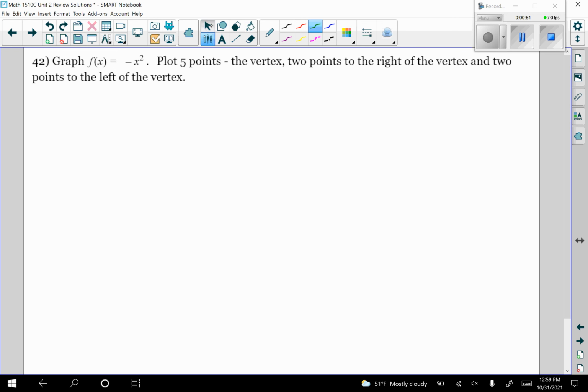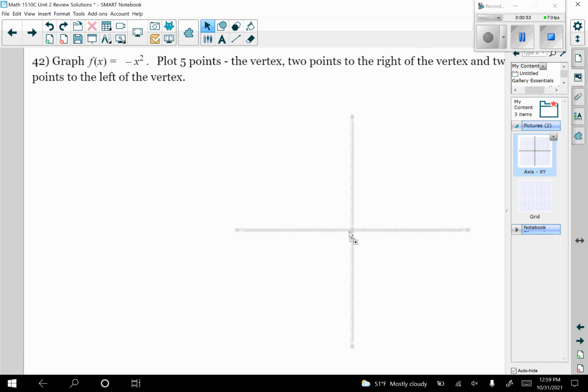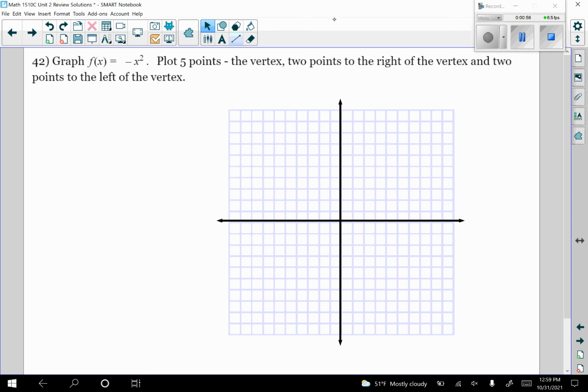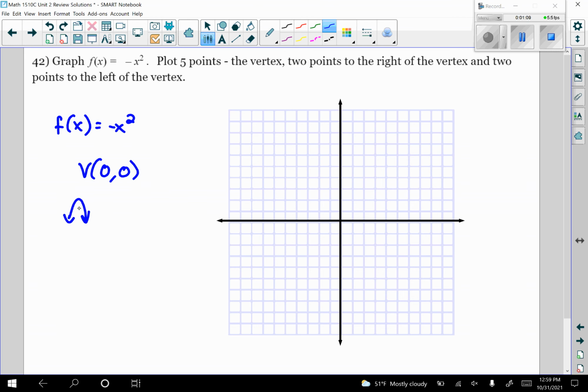42, we're graphing again. So for this one, f of x is equal to a negative x squared, or the opposite of x squared. Our vertex would be 0, 0. The parabola would open down. There are no other types of shifts here. So we could just start here at 0, 0.